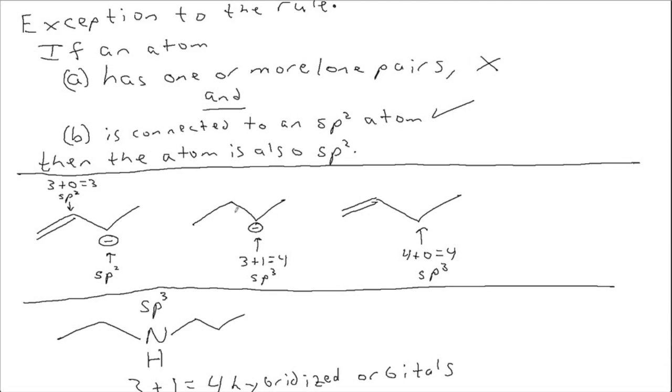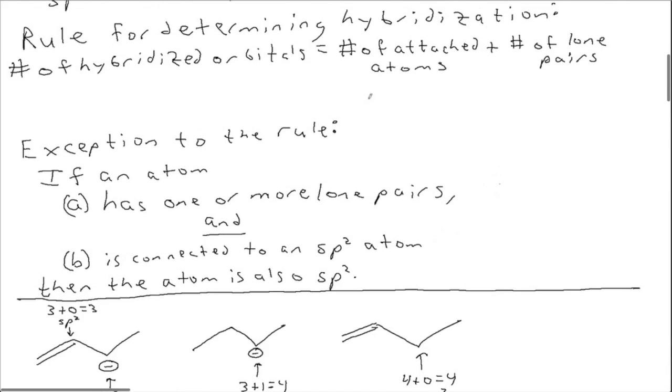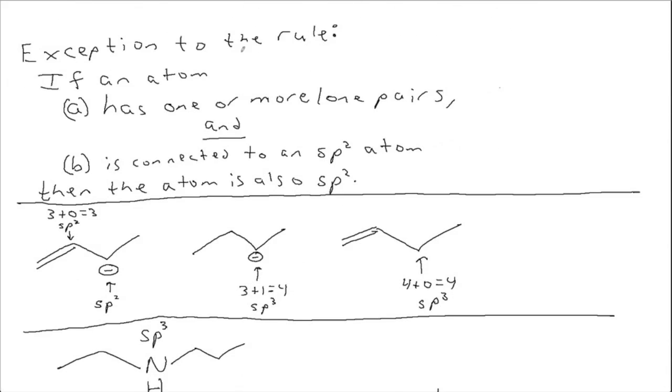Okay, so hopefully these 3 examples here show you when you do use the exception and when you don't. The exception only applies if you've been able to check off both of these 2 conditions: 1 or more lone pairs and connected to an sp2 atom. So how should you do these problems now? What I would suggest is you should always check the exception first. The exception takes precedence to the rule. So first, check if the exception applies. And if it does, you know it's sp2 and you're done.